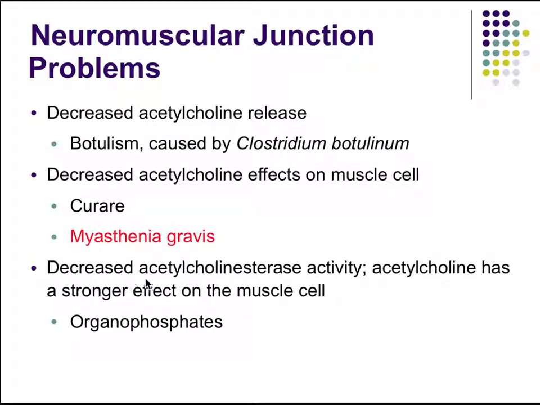And then we have decreased acetylcholinesterase activity. So acetylcholinesterase is an enzyme that breaks down acetylcholine. The breaking down of your neurotransmitter by enzymes is another way to get rid of neurotransmitters after they're released, and the enzyme that breaks down acetylcholine is acetylcholinesterase. So if you decrease its activity, that means you're going to have more acetylcholine in the synaptic cleft, and so you're going to have a stronger effect on the muscle. And organophosphates will do that.